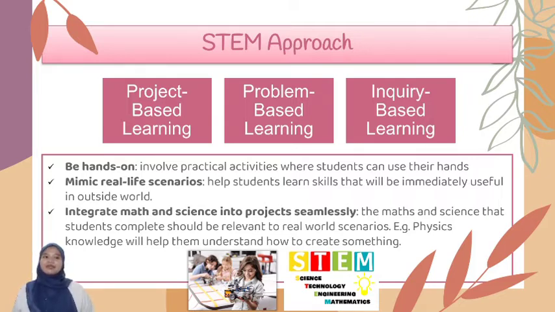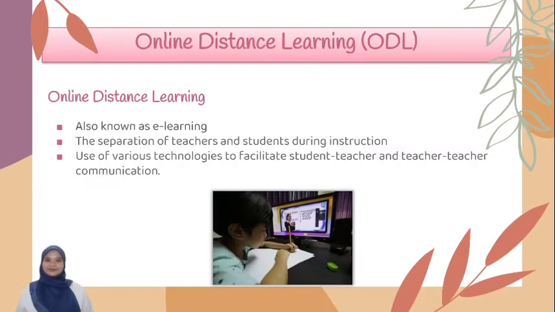Next, a STEM lesson should mimic real-life scenarios. This will help students learn skills that will be immediately useful in the outside world. And lastly, a good STEM lesson should integrate maths and science into projects seamlessly. The maths and science that students complete should be relevant to real-world scenarios. For example, physics knowledge will help them understand how to create something.